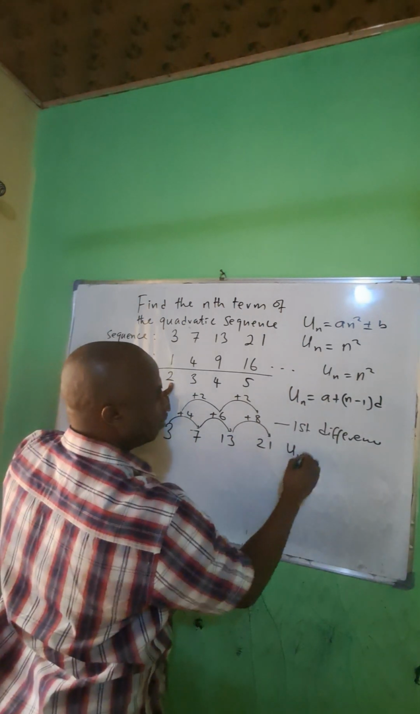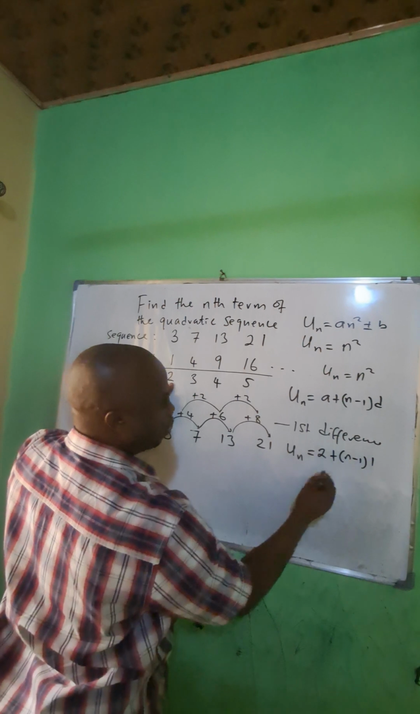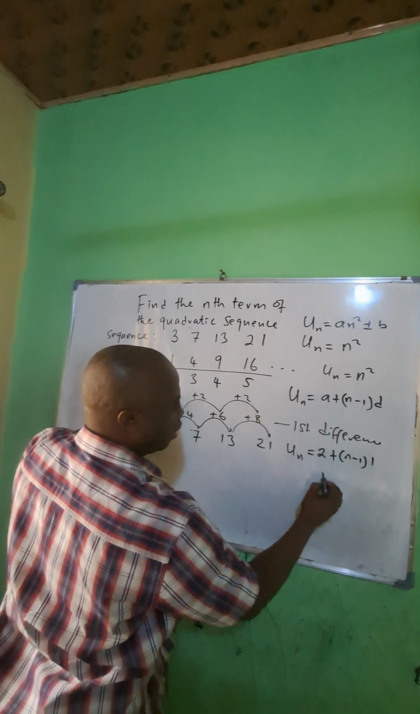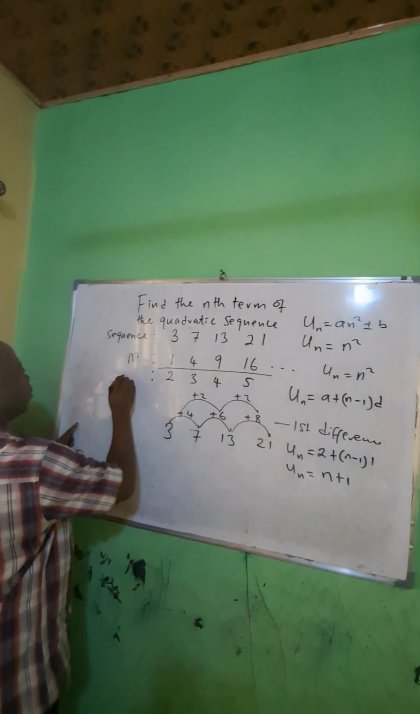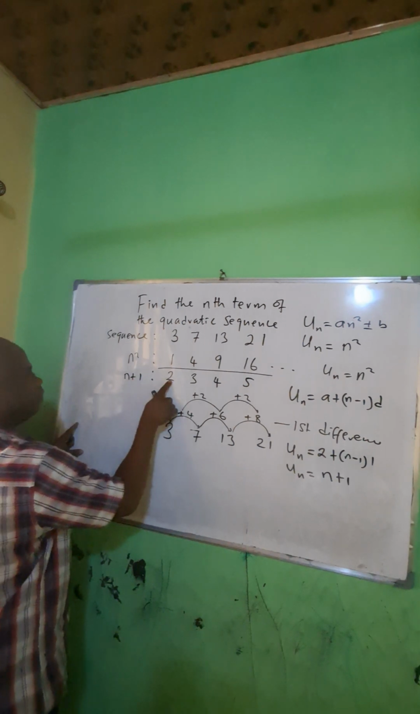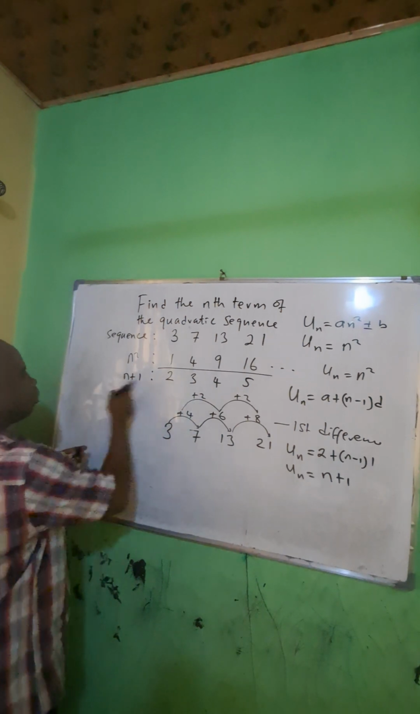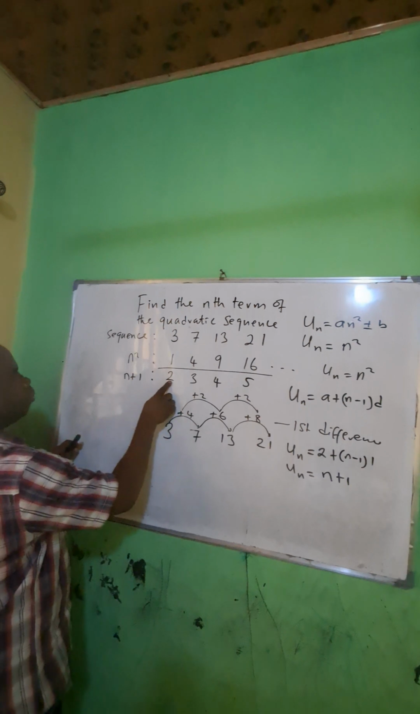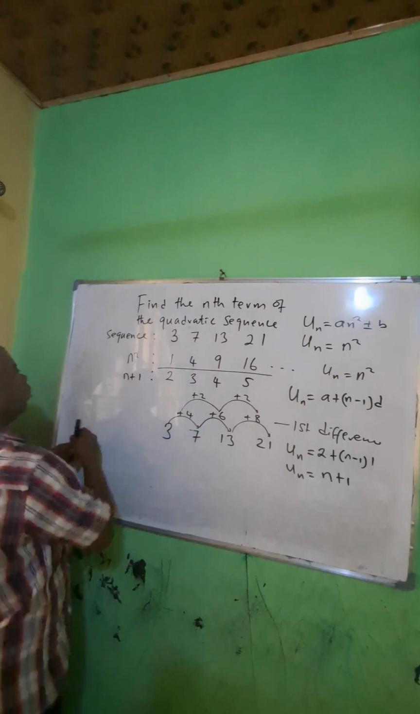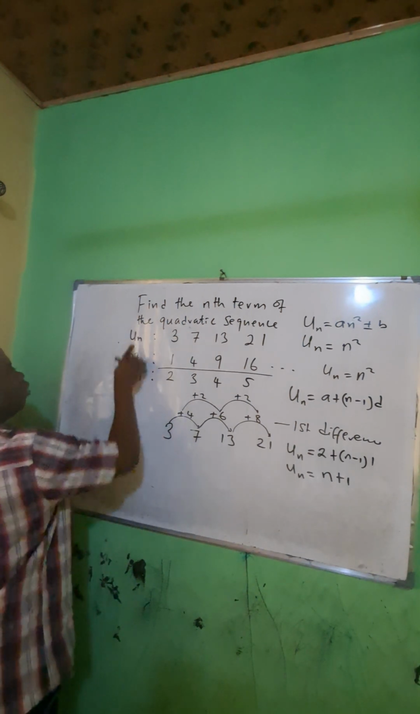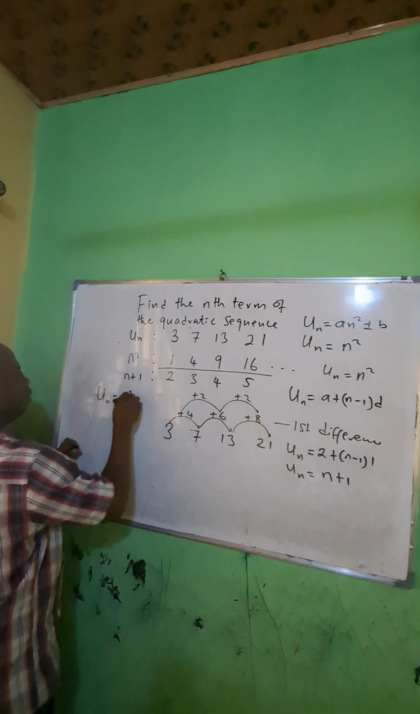So we can have u n equals a, which is 2, plus n minus 1, the difference is 1. Evaluate this, we have 2 minus 1 plus n, that is n plus 1. What it means, this is n plus 1. Check, if n is 1, 1 plus 1 is 2. If n is 2, 2 plus 1 is 3. If n is 3, 3 plus 1 is 4, so it's consistent. Therefore, 2 to get to 3, which is the sequence, 2 plus 1 is 3. So to get to u n, we add this plus this. So u n becomes n squared plus n plus 1.